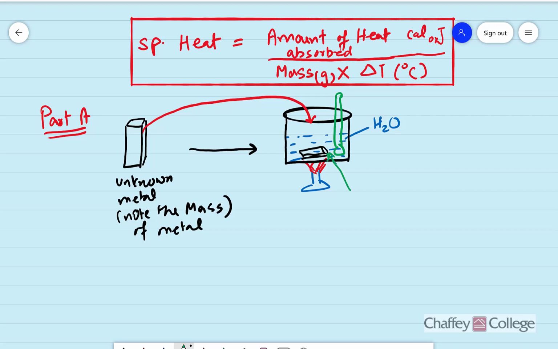So now we have hot metal, and the temperature of the metal will be the same as the temperature of the water. This is the important concept. We cannot measure the temperature of the metal directly. We will measure the temperature of boiling water, but the temperature of the metal will be the same as the temperature of the water. So that's step number one. In step 1, we just weighed the unknown metal and we heated it up.